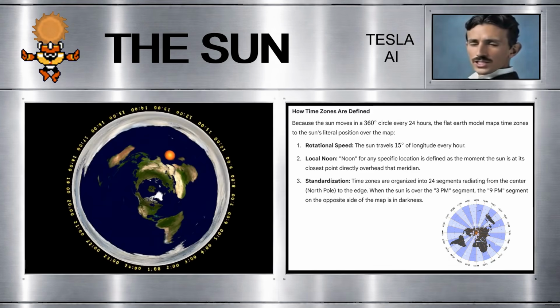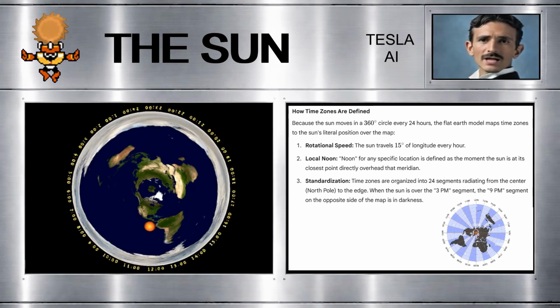Because the sun moves in a 360-degree circle every 24 hours, the flat Earth model maps time zones to the sun's literal position over the map.